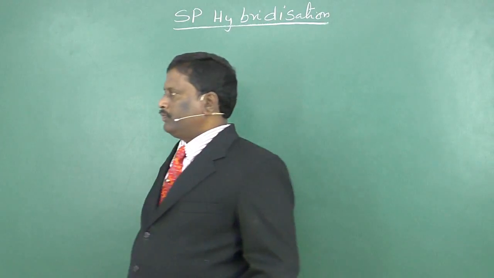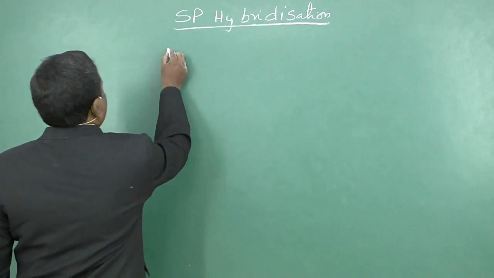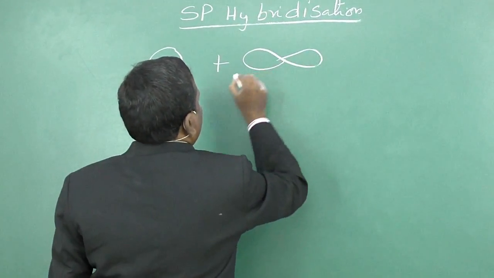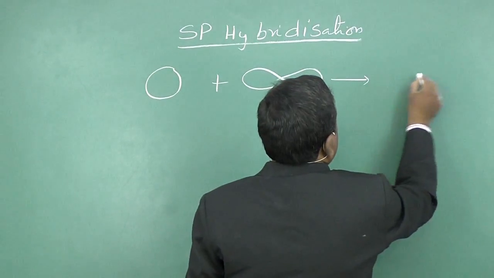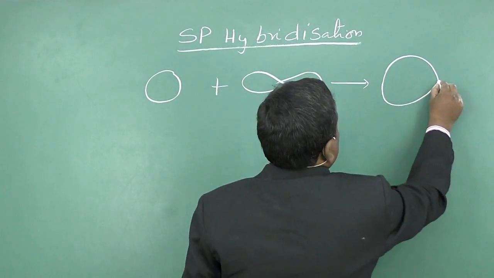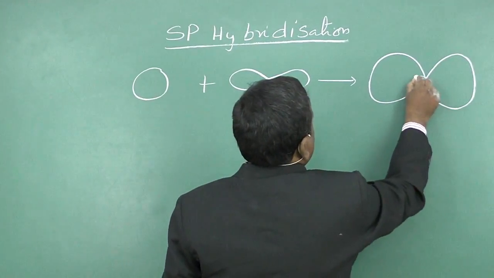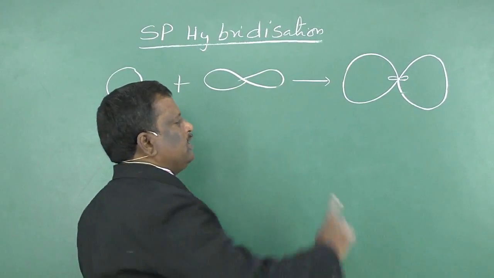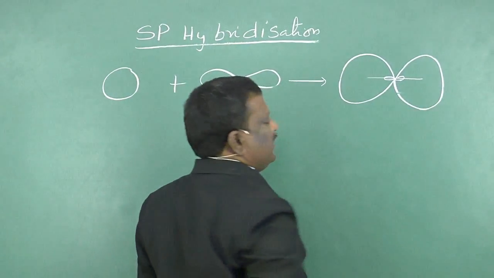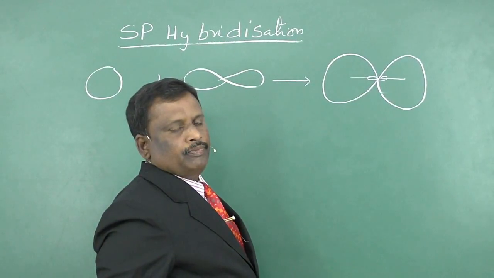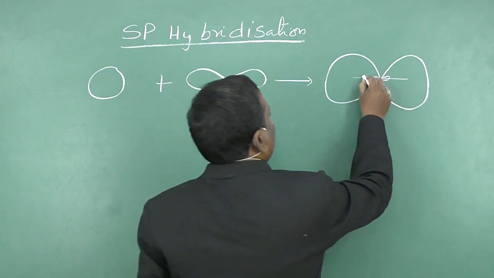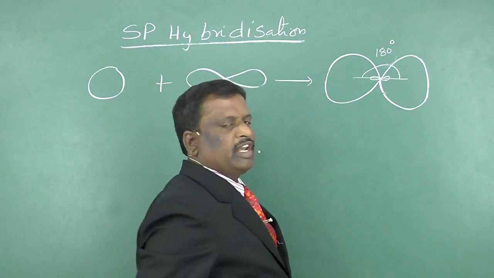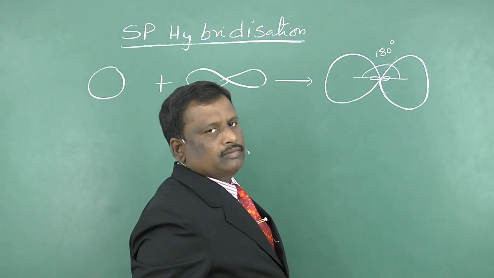Let us see. One s orbital and one p orbital mixed together to form two identical hybrid orbitals is known as Sp hybridization. And these two hybrid orbitals are in linear shape with an angle of 180 degrees.